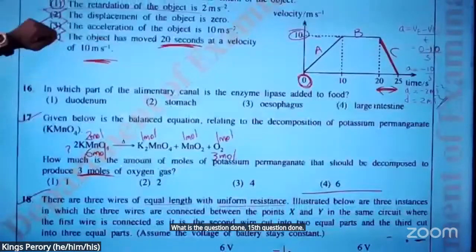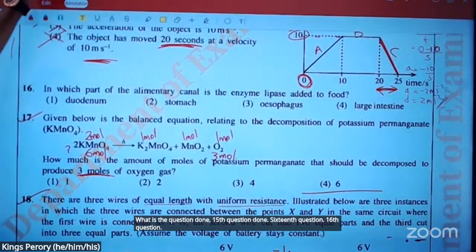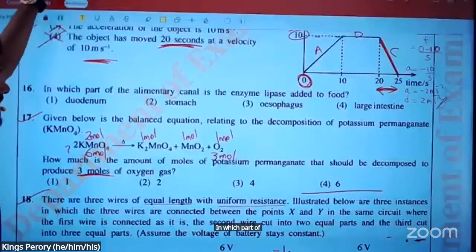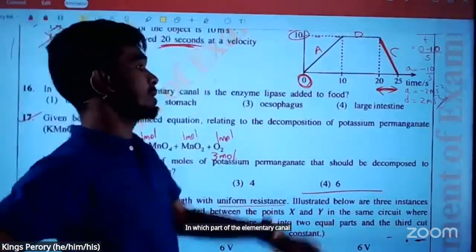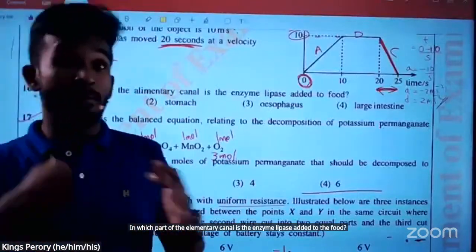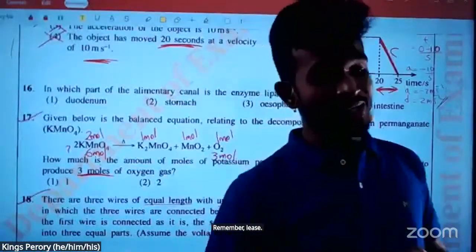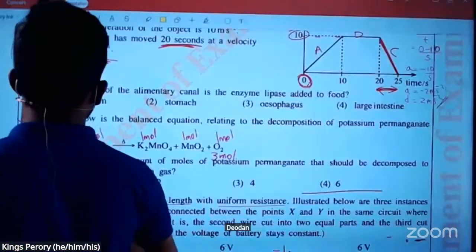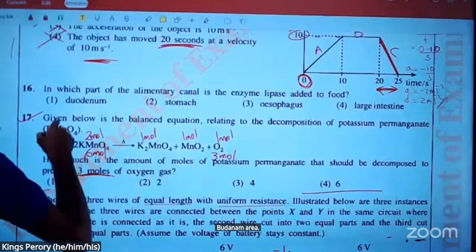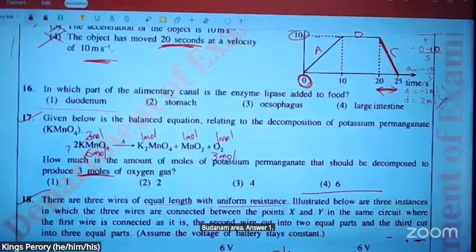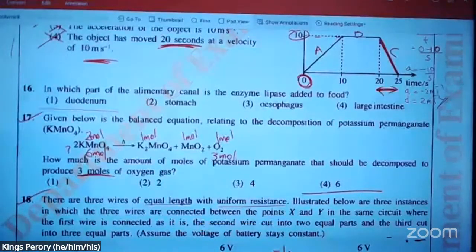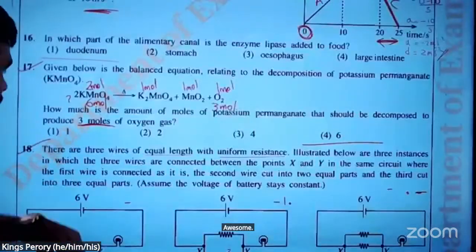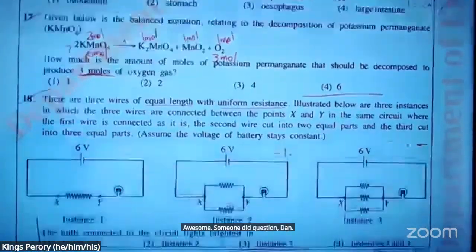16th question. In which part of the alimentary canal is the enzyme lipase added to the food? Remember, lipase. Lipase is added to the food through the duodenum area. Through which part? Duodenum area. Answer one. 17th question done. 18th question also done.